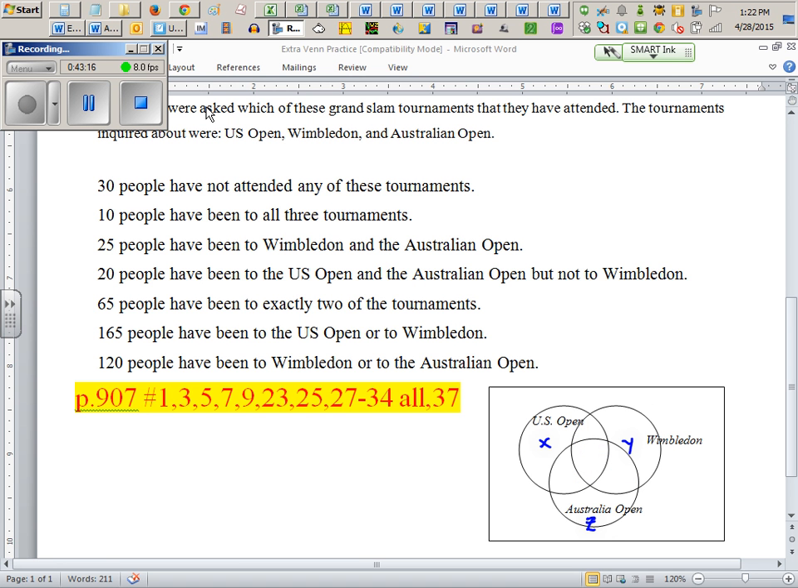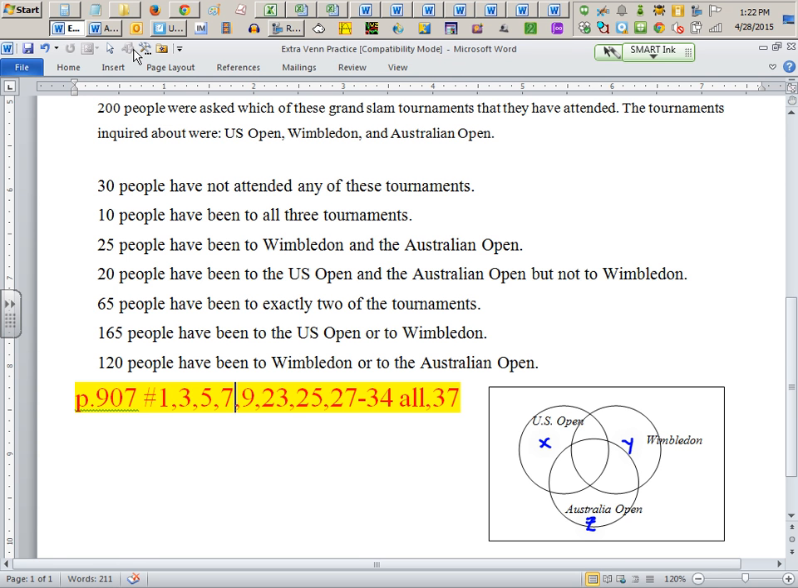Okay, so for this problem, we need to probably think through it sentence by sentence. There's a clue at the top here that you have 200 people, but I wasn't going to really use that first. The first thing I noticed is that a couple of these sentences contain information I can use immediately. So right here it says 10 people have been to all 3 tournaments. You can just put a 10 right in the middle compartment. That little region technically is part of all 3 circles. So 10 right in the center there.